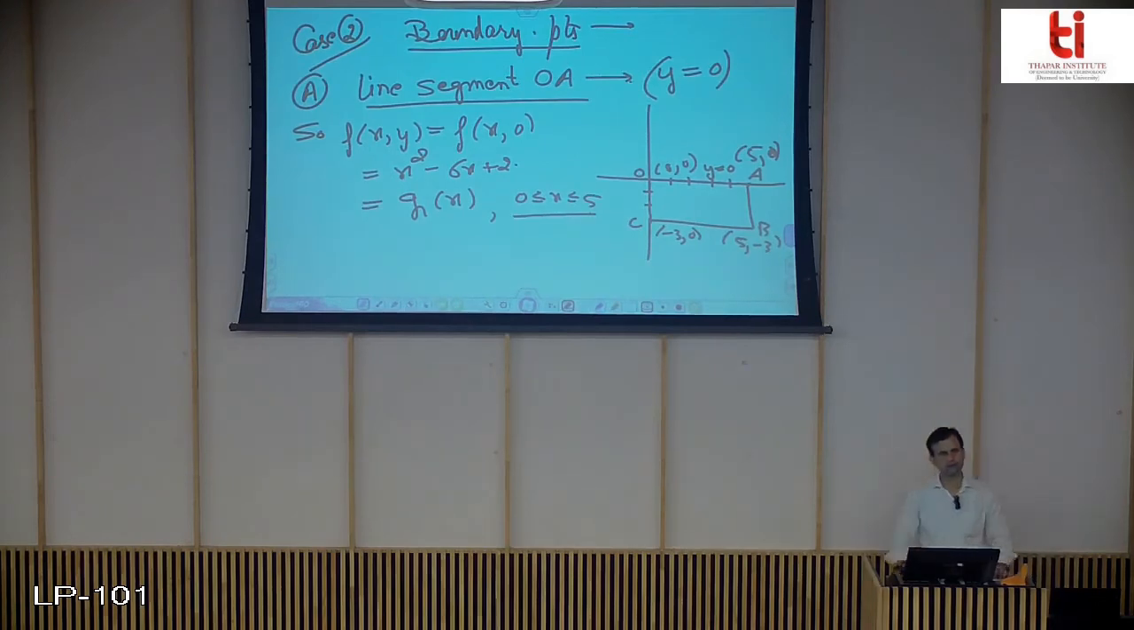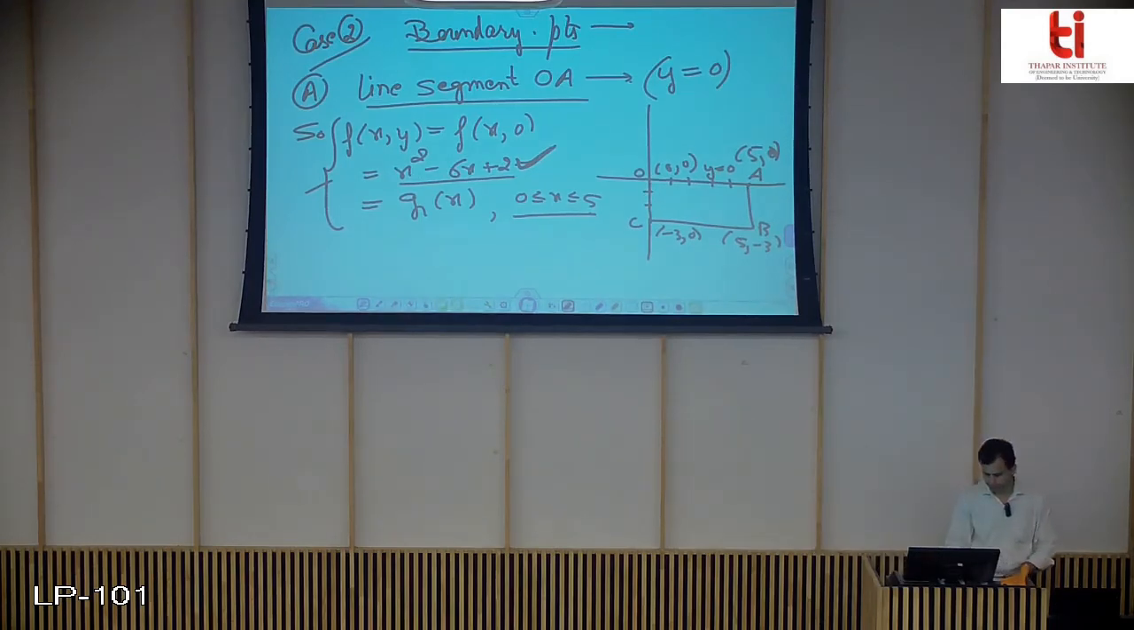Clearly you can see here that about this line segment OA of that rectangular region, the surface above will look like a quadratic curve, and that quadratic curve is x squared minus 6x plus 2. So now we are working on the boundary, and for one of the boundary segments the surface appears like this quadratic curve. Our problem of finding the extreme value of function f(x, y) now reduces to finding the extreme value of this function g1(x). From two variables, it has now reduced to a single variable.